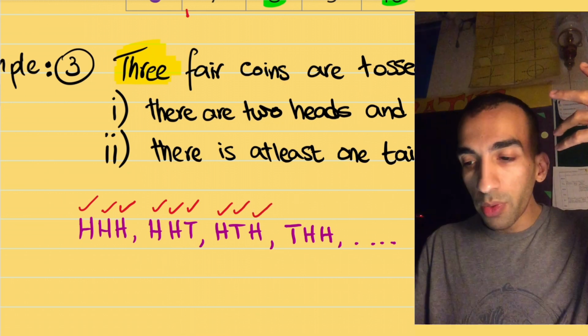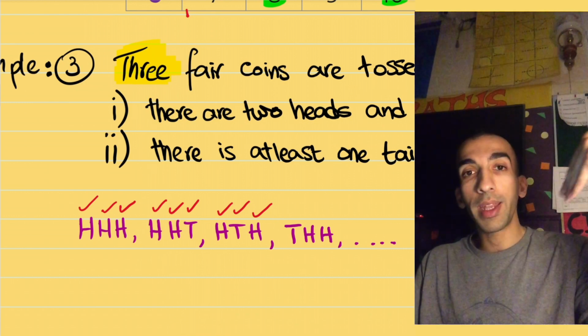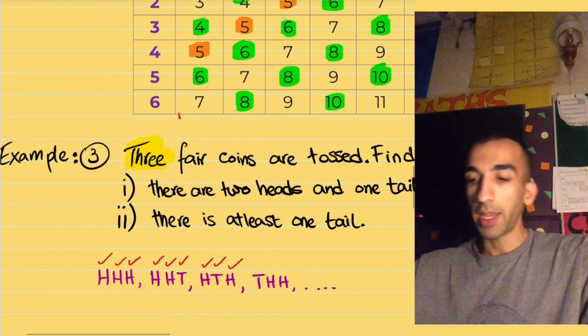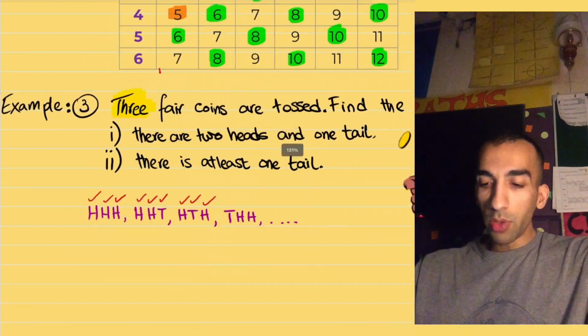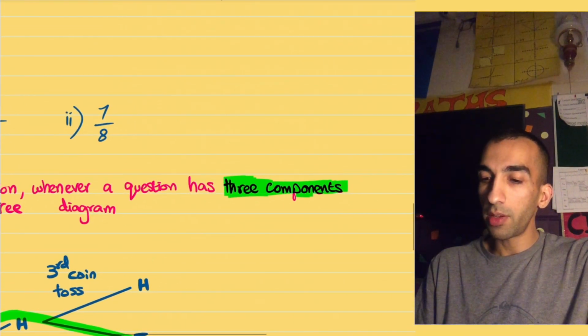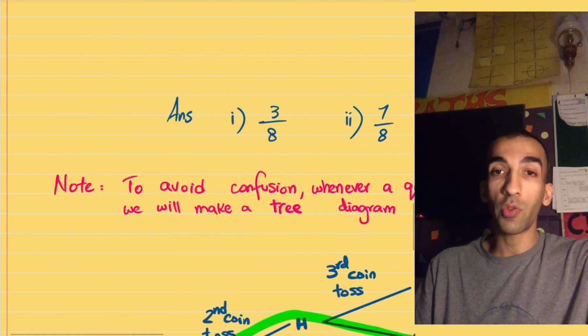How many possible options are there going to be? Now this is where it gets tricky. That's why I labeled it tricky at the start, but then I thought against it. Whenever you have 3 coins or 3 things, note this down. To avoid confusion whether a question has 3 components, we will make a tree diagram.